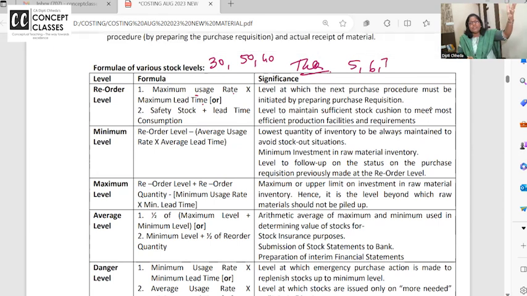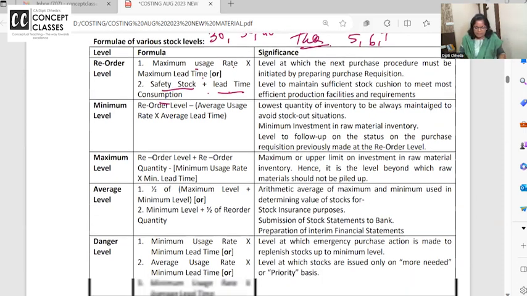So maximum usage and maximum lead time, if I multiply, I'll get the reorder level. Okay, safety stock plus lead time consumption, that also you can take. Reorder level. What is safety stock? इतना तो stock हम रखते ही हैं minimum, and lead time is required. Lead time consumption is lead time usage और कितना average time लगता है.